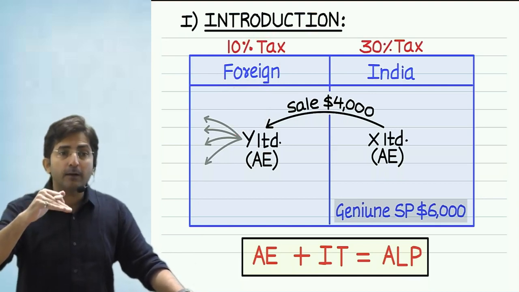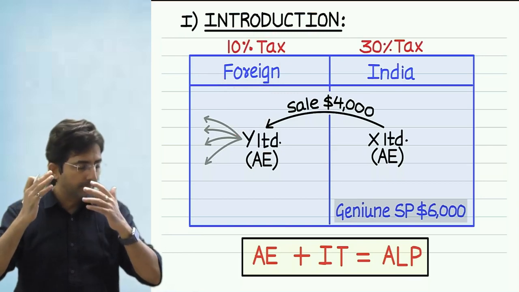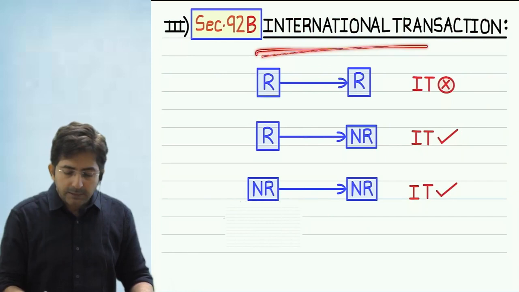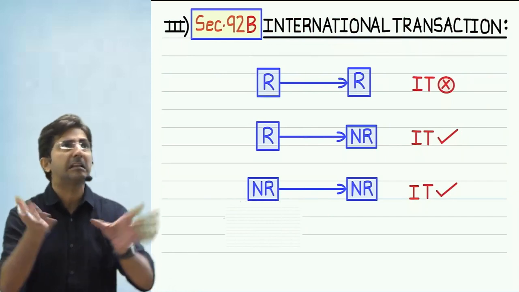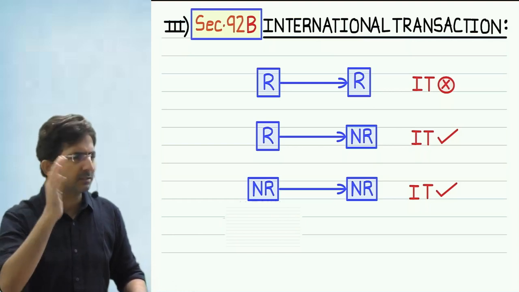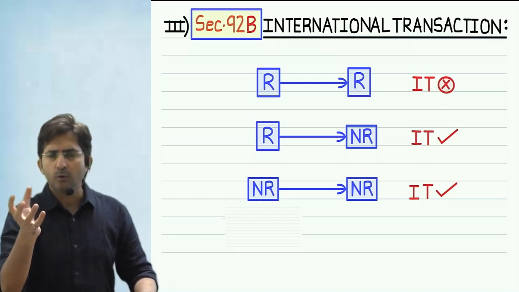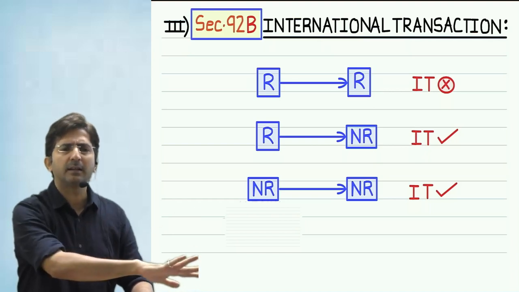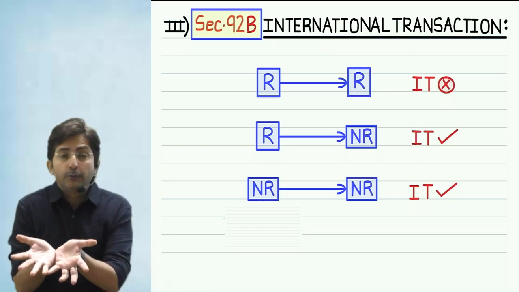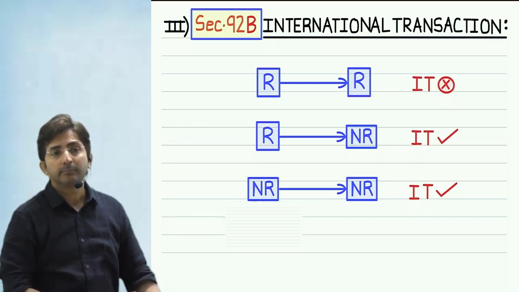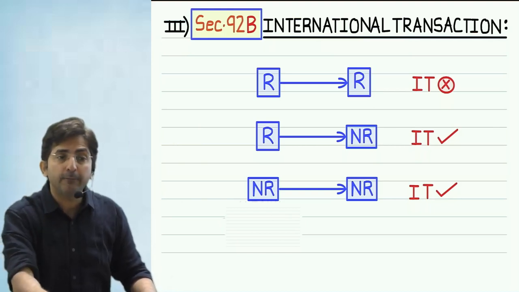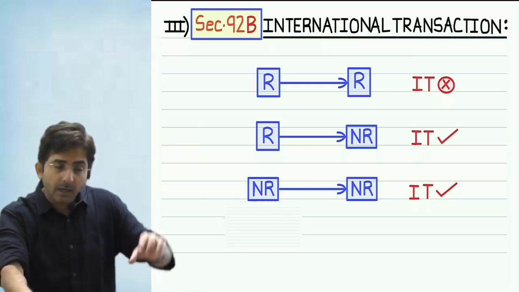See, understand the funda, change your perception. A layman thinks international transaction is like a general thing only, at an international level, meaning from India to foreign. See, here the law doesn't think about goods crossing from one country to another country. They are interested in the residential status. If they feel the profits will shift to a foreign government, it's an international transaction. And there are chances of profit shifting when one is R and the other is NR.